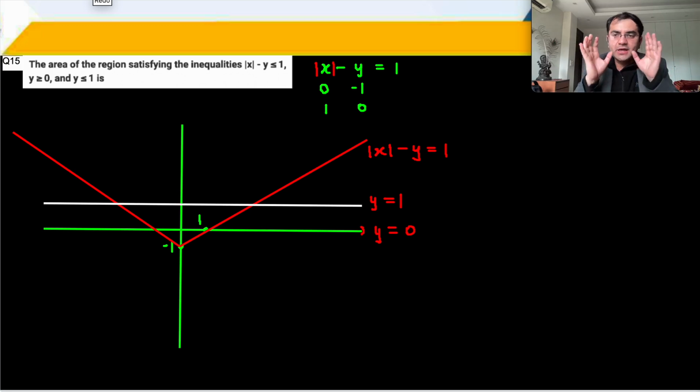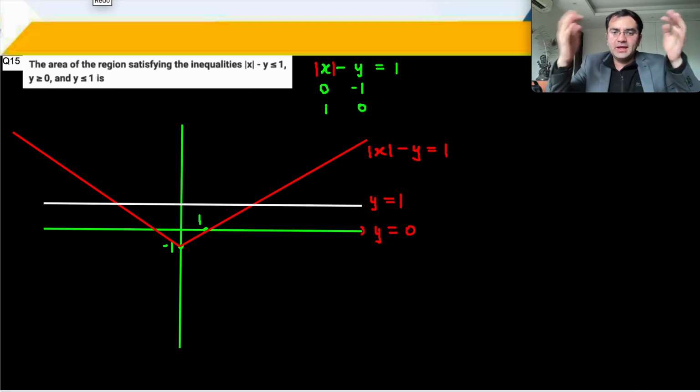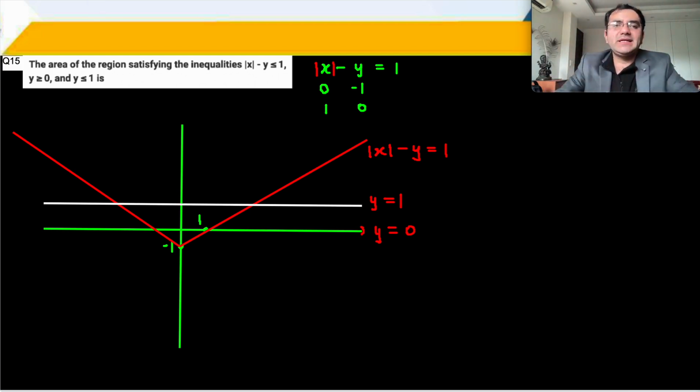So I need the region which is above the red part, above the green line, the y equal to 0 line, and below the white line, and that gives me, I'm just marking a little bit of the coordinates over here. So what will this coordinate be? Put y equal to 1 in this equation.